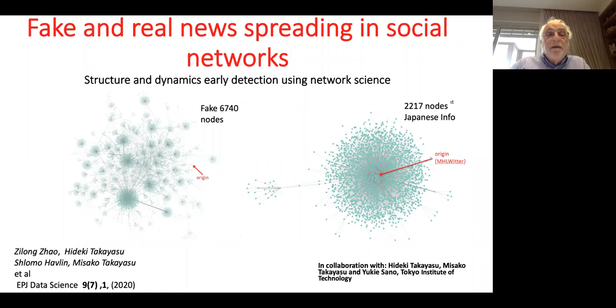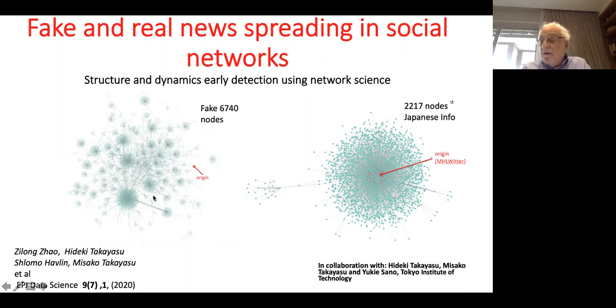What I'm suggesting here, and this work was done together with Misako Takayasu and her group in Tokyo, is to look at the network, and we can already identify about 80% of the fake news, and we need to consider only some of the networks more carefully. Typically, what we find is that when we look at the network of real news, it looks like the one on the right: there is an origin, and many people listen to this origin. Rarely, there is another one that spreads it.